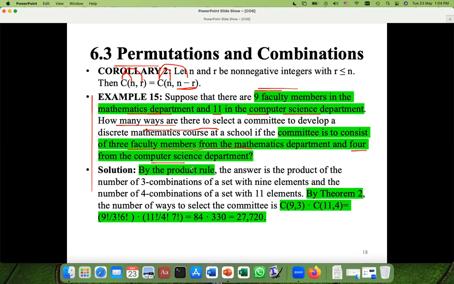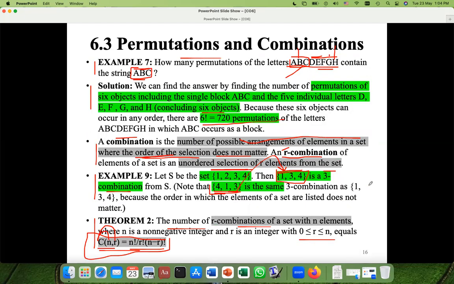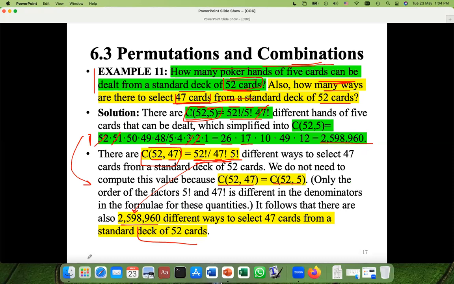So you know the product rule, which is the starting of section 6.1 of this chapter, and you know the theorem 2, which just passed here, C(n, r) = n factorial over r factorial times (n minus r) factorial. This is the main theorem, okay? You have to keep always in your mind. This will help you a lot, especially in this chapter.